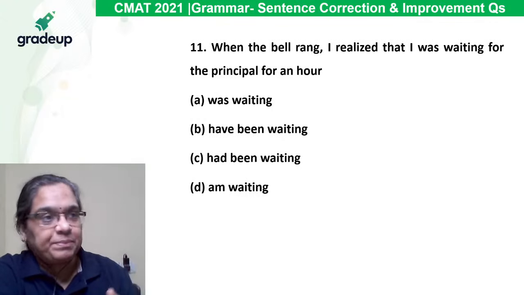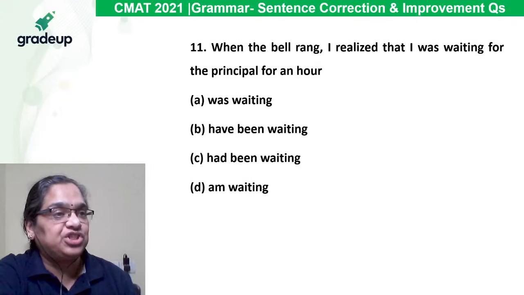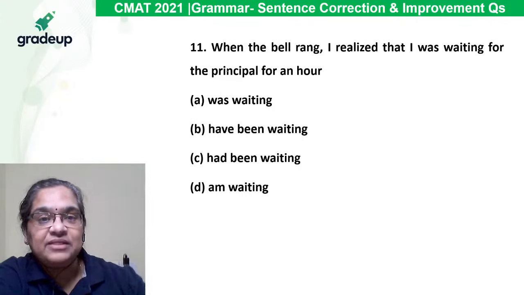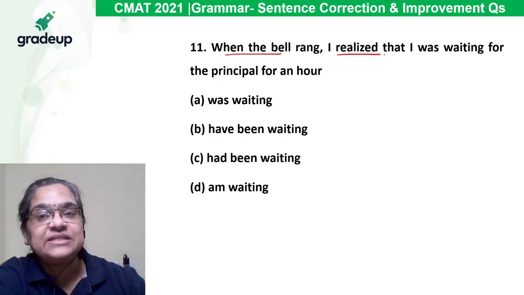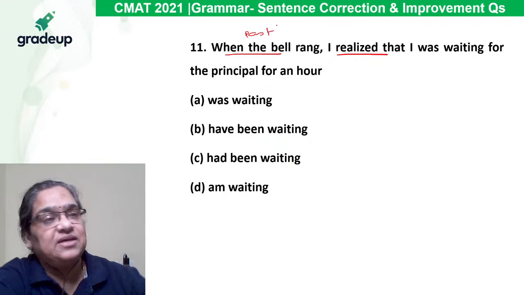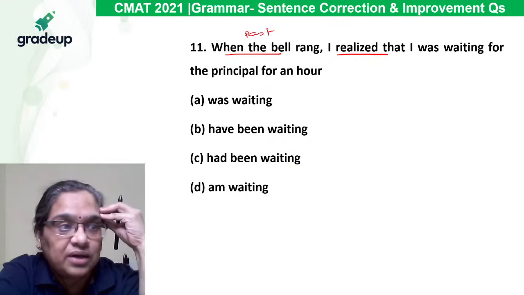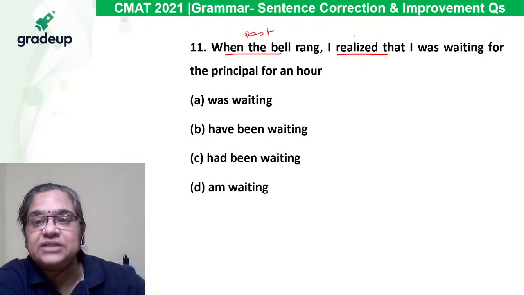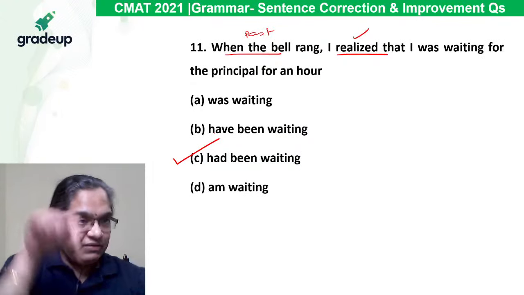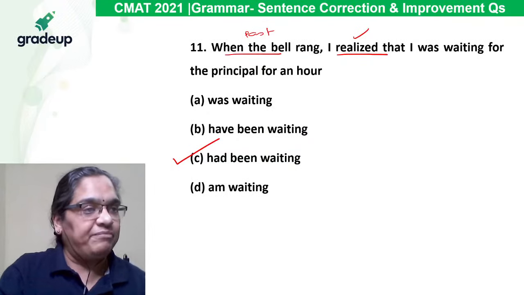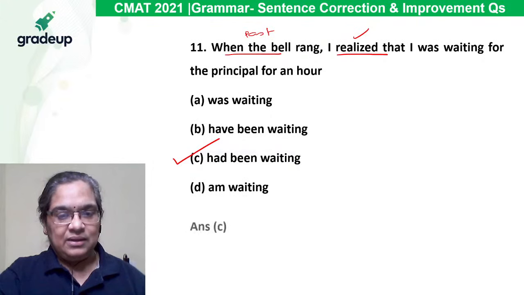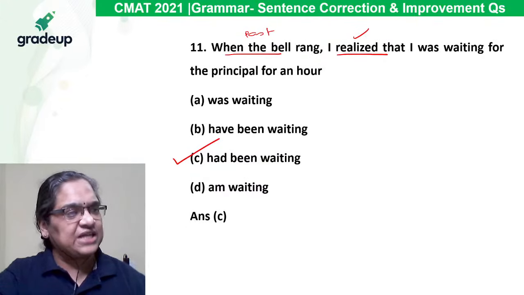When you meet the principal and you say, sir, I have been waiting for you for such a long time, and you are going away, then have been. But here, when the bell rang, I realized that. So the whole thing is in reported speech and past tense. I realized what? That. So this is past, so this also has to be past continuous. Only when it is now will you say have been waiting. Got it? Understood, Aditi? I have been waiting for this class for a long time, ma'am.